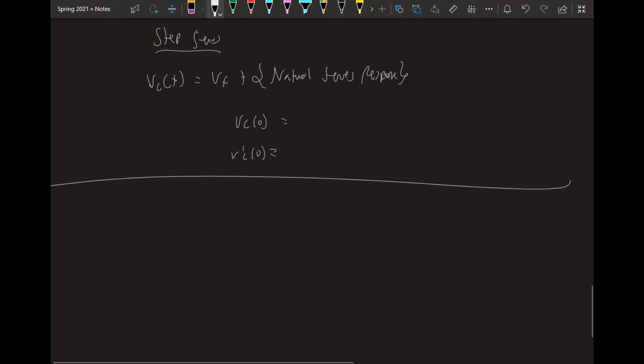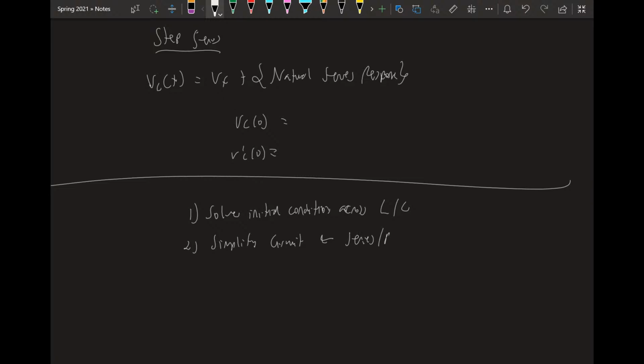So if you want to break down how you would solve a second order circuit, here are your steps. 1, you're going to solve for initial conditions across your nonlinear elements, so that would be your inductor or your capacitor. 2, you want to simplify your circuit. Try and get into a series or parallel form, because that's what you know how to solve. And then you want to solve for W naught and alpha. You want to ID your response type. So is it overdamped? Is it critically damped? Is it underdamped?